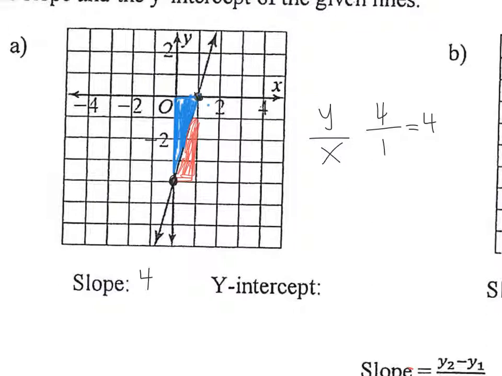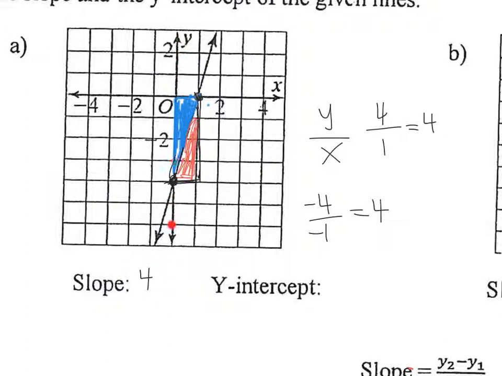You could also use the red triangle and go down 4. So if you go down 4, that's negative 4. If you go left, it's negative 1, which is still 4. I usually read from left to right. So I can see this is a positive slope because the line's going up. So the slope is 4.